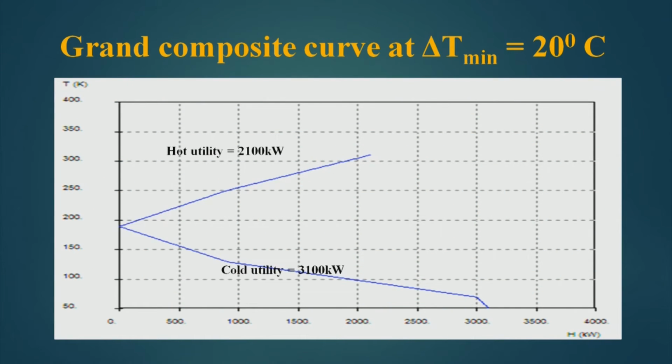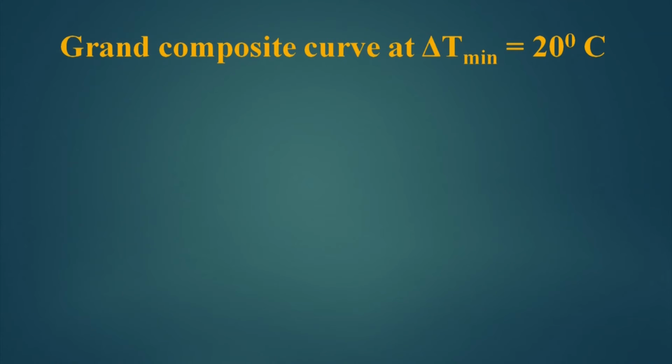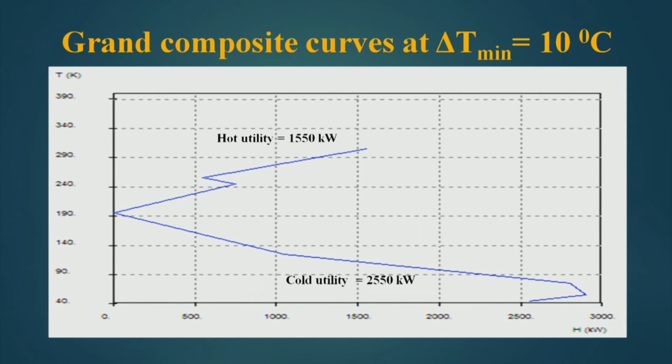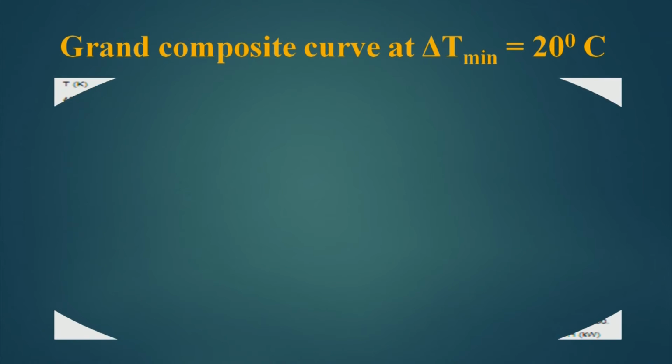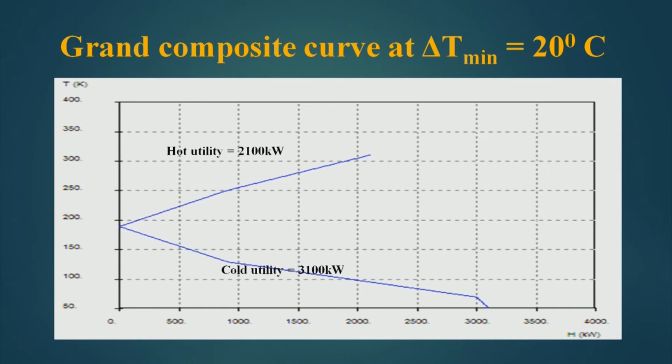Now, if I plot it for delta T minimum equal to 20 degree, I clearly see that the grand composite curve is changing. Here the hot utility requirement is 2100 kilowatt and the cold utility requirement is 3100 kilowatt. I can show you the earlier one for a comparison. This is for delta T minimum 10 degree centigrade and this is for delta T minimum 20 degree centigrade.